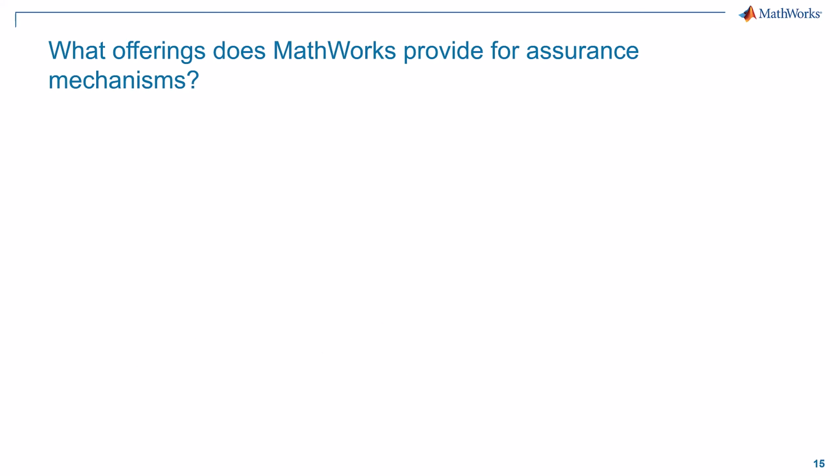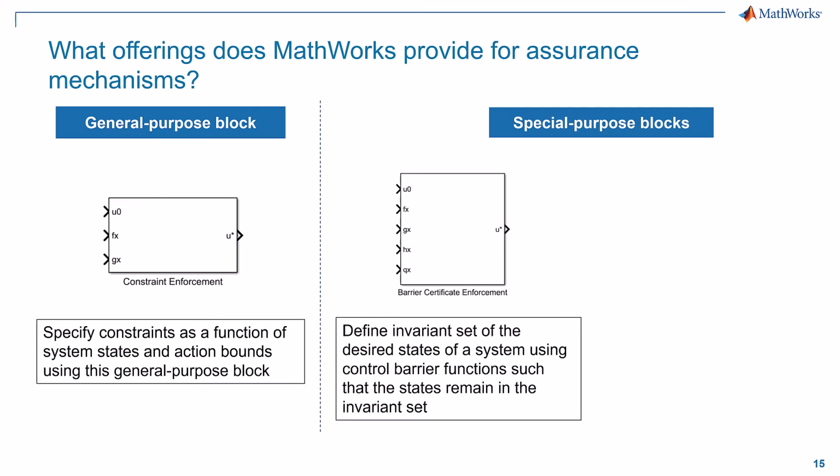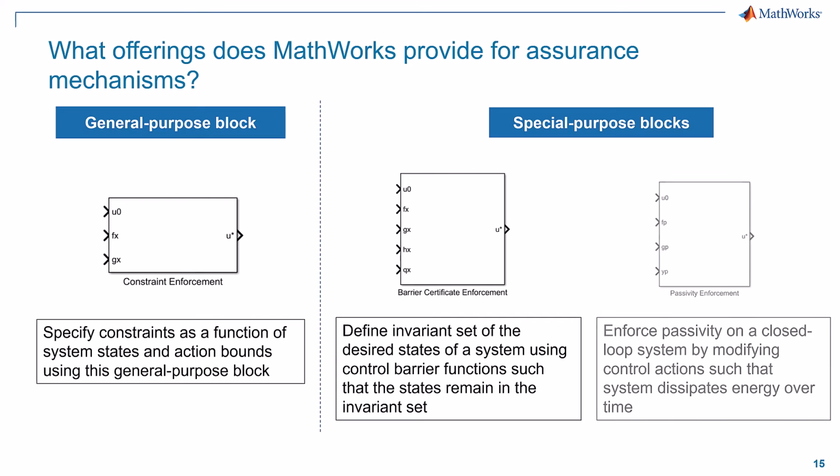MathWorks provides several blocks in Simulink to implement assurance mechanisms. First, there is the constraint enforcement block for general purpose constraints. Then, there are special purpose blocks like the barrier certificate enforcement block based on control barrier functions and the passivity enforcement block to ensure energy dissipation in passive systems.